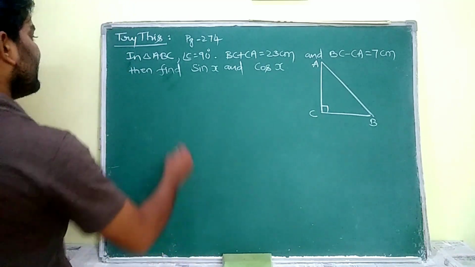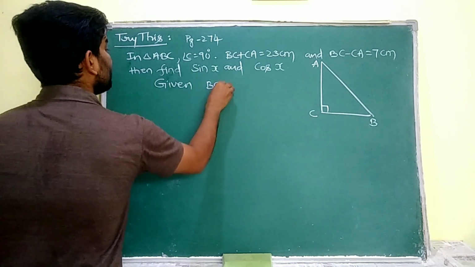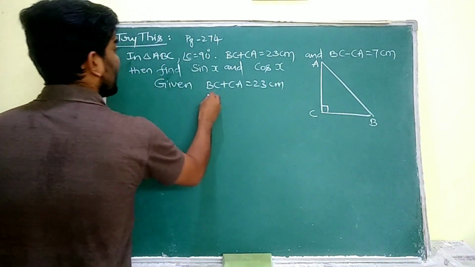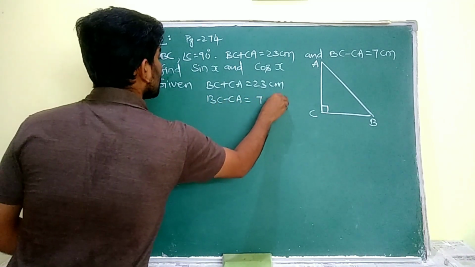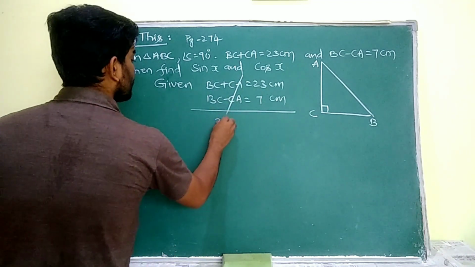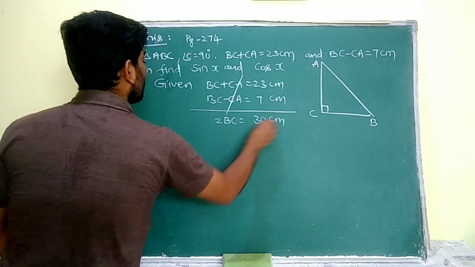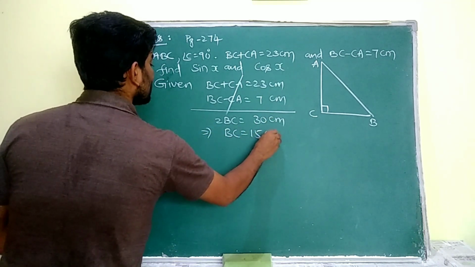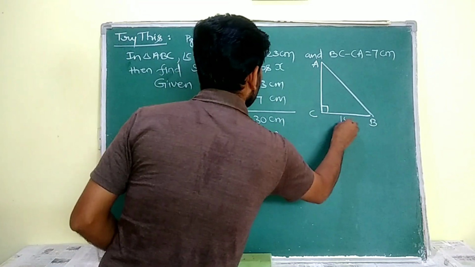See ma, given BC plus CA is equal to 23 centimeters and BC minus CA is equal to 7 centimeters. Just add these two together ma. Then 2BC is equal to 30 centimeters. Okay na? By that BC is equal to 15 centimeters ma. BC value is obtained as 15 centimeters.